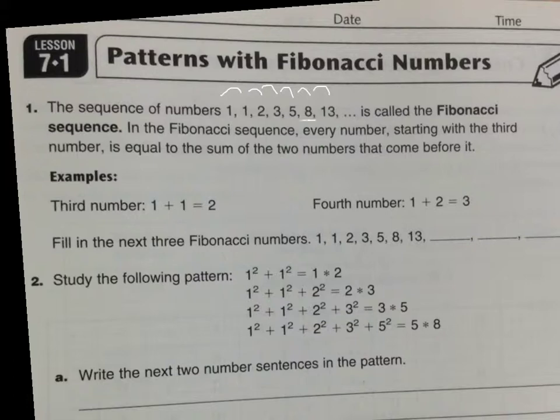Well, we would have to add 8 and 13. 8 and 13, 21. And then to get the next number, you would have to add 13 and 21, which would be 34. And that's a Fibonacci sequence. Go ahead and enter your answers in this section. Okay, we just did 2 of them. Now you just need to do the third one.